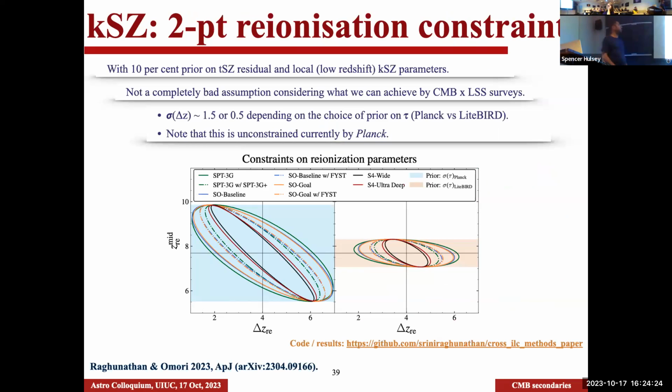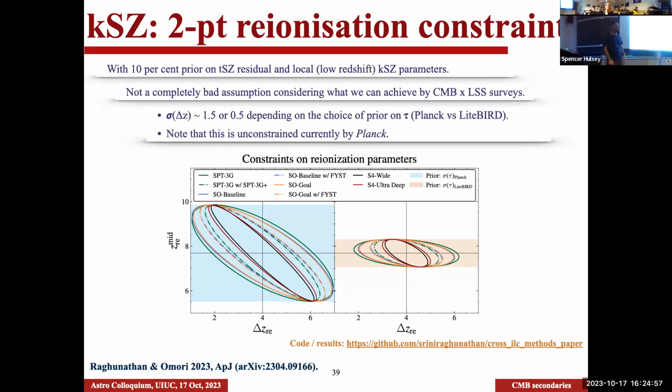But if we assume, for example, a 10% prior on the local kSZ, we can actually do really well on reionization. This plot shows the constraints that we expect on reionization. The vertical axis is the midpoint, when 50% of reionization happened, and the horizontal axis is the duration, basically the redshift width. You can see that pretty much all these surveys are not very sensitive to the midpoint, but they are really sensitive to the duration.